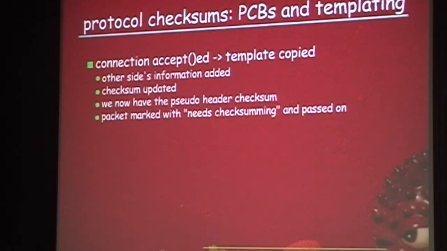The entire thing, a couple of fields from the IP header and the TCP header, it's called the pseudo. No, just the IP header, sorry. It's called the pseudo header checksum. The packet is then marked with a little flag for I need checksumming and is passed on.